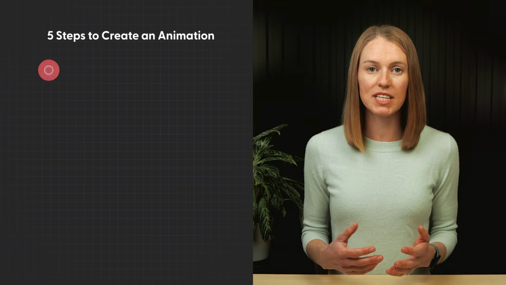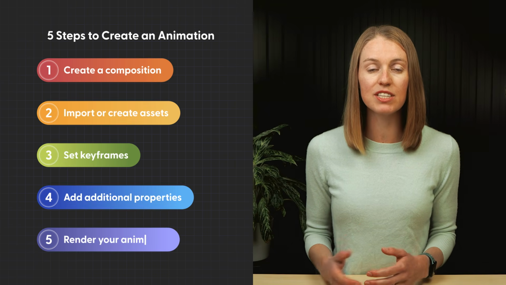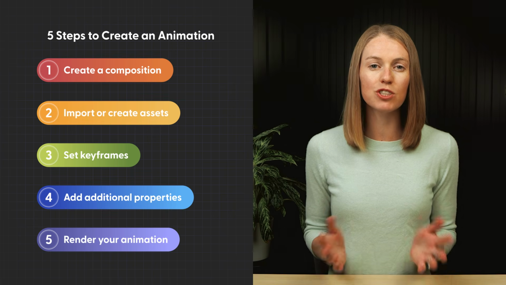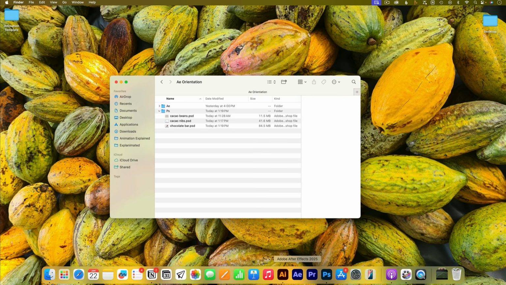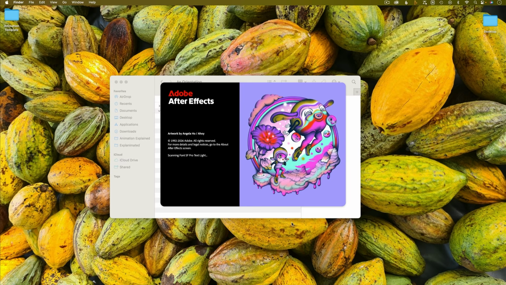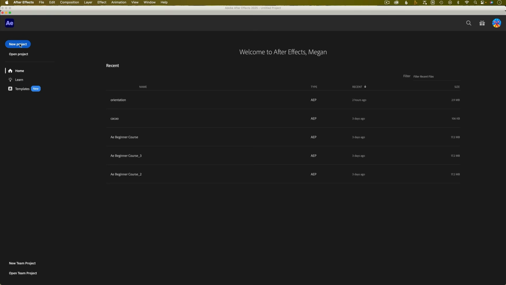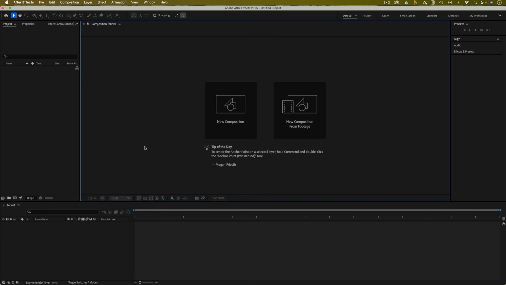I've broken down the process of creating an animation in After Effects into 5 simple steps, but instead of just talking about the steps, let's actually do them together. Once you've downloaded the project files, open up After Effects. If you see this screen, click New Project. And if you already see this screen, this is a new project.